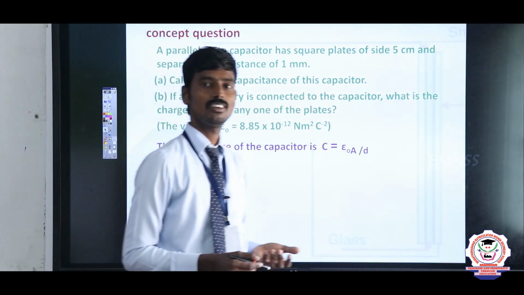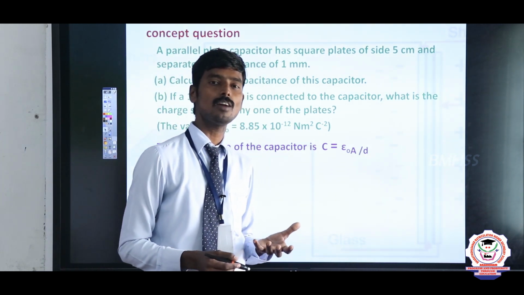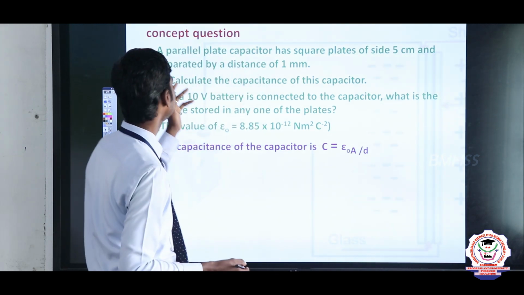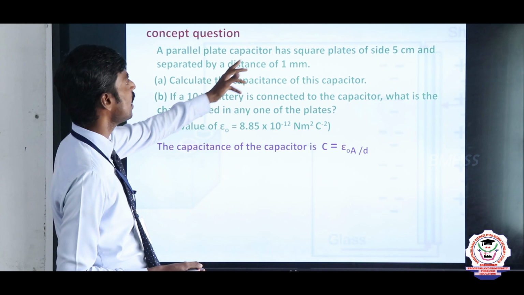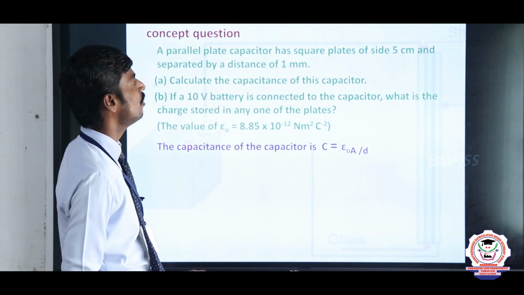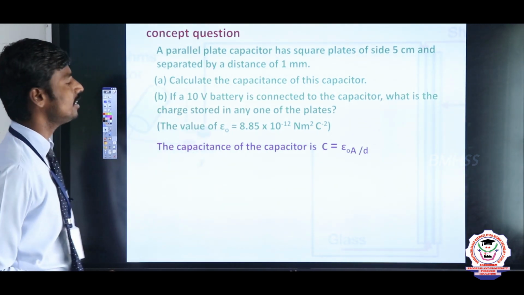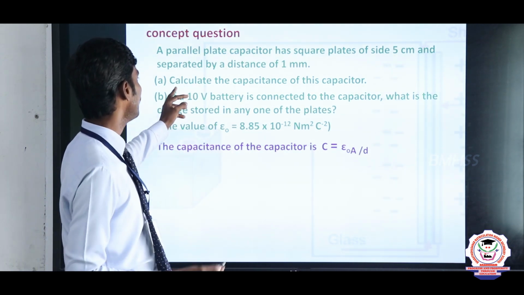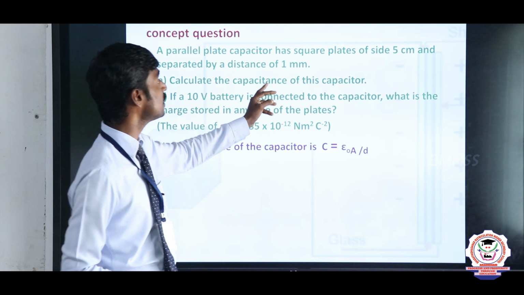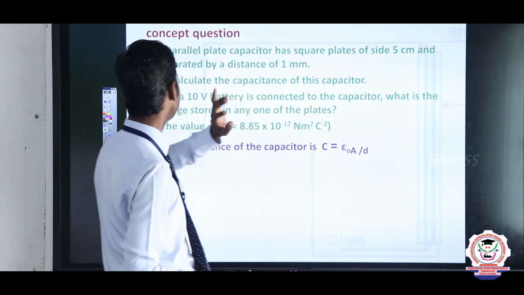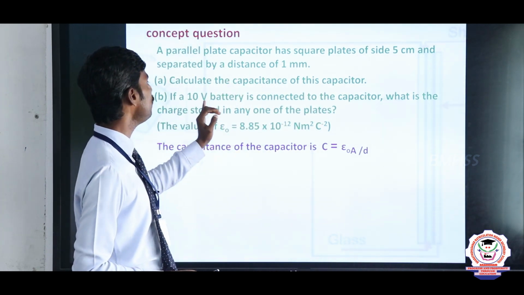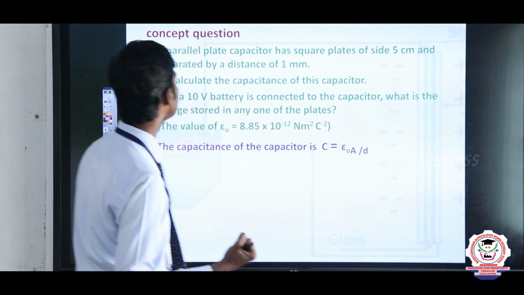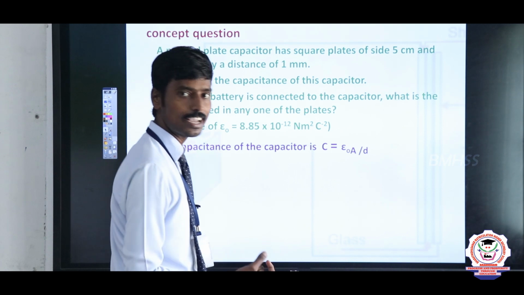A concept question. We know the capacitance formula of the capacitor. This is a basic concept question for NEET and IIT. A parallel plate capacitor has square plates of side 5 cm and separated by a distance of 1 mm. First question: calculate the capacitance of this capacitor. Second question: if a 10 volt battery is connected to the capacitor, what is the charge stored in any one of the plates?